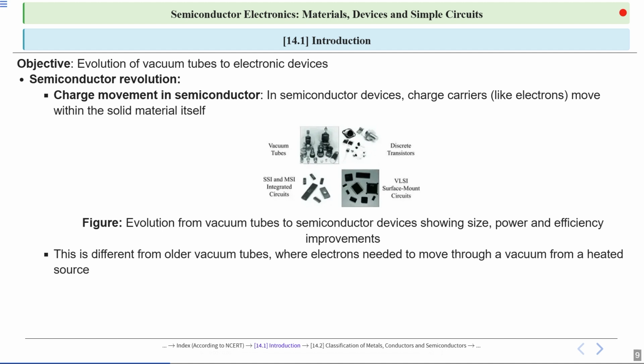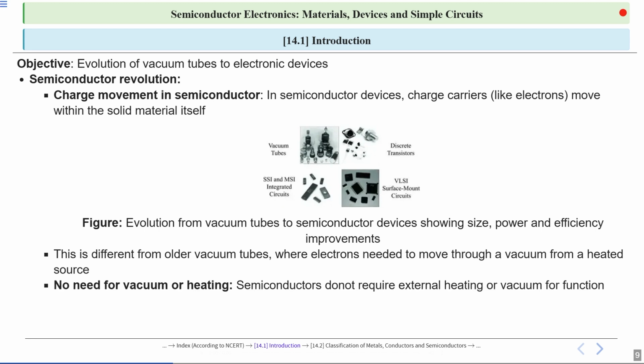Vacuum tubes used a heated filament to emit electrons, which then moved through the vacuum to control current. Semiconductors work without needing extra heat or a vacuum, making them efficient and simple to use. Unlike some materials that require special conditions to function, semiconductors operate under normal conditions. This ease of use and high efficiency make them essential in modern electronics such as computers and smartphones.